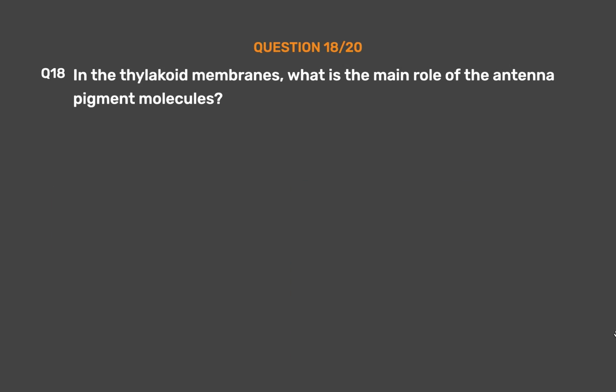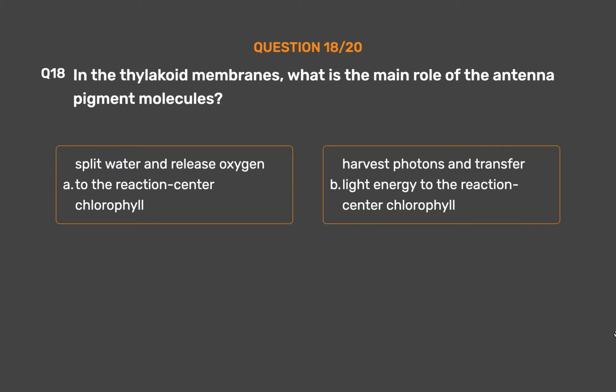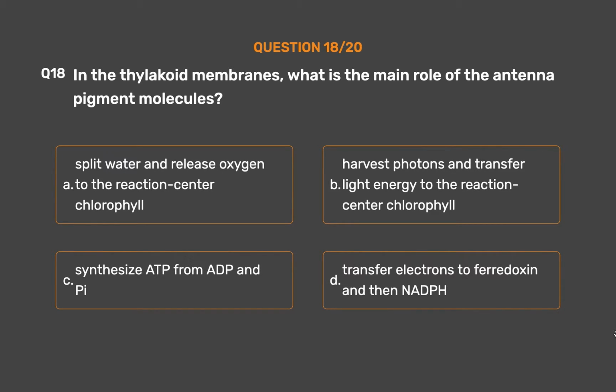Question number 18. In the thylakoid membranes, what is the main role of the antenna pigment molecules? Option A. Split water and release oxygen to the reaction center chlorophyll. Option B. Harvest photons and transfer light energy to the reaction center chlorophyll. Option C. Synthesize ATP from the ADP and pi. Option D. Transfer electrons to ferredoxin and then NADPH.